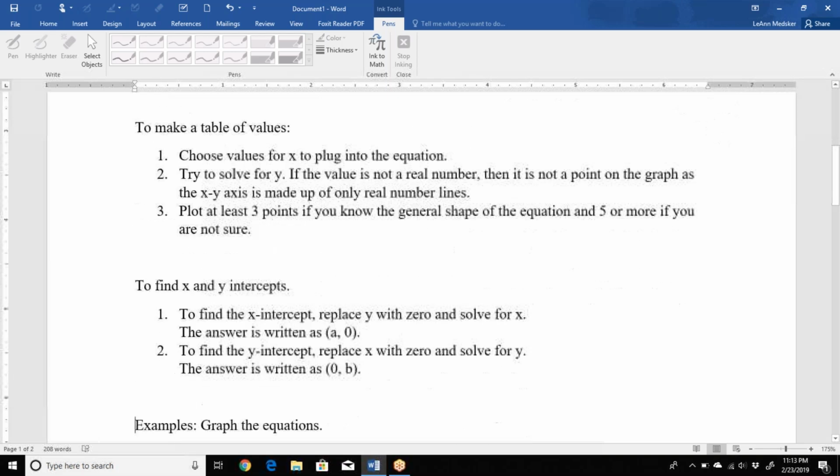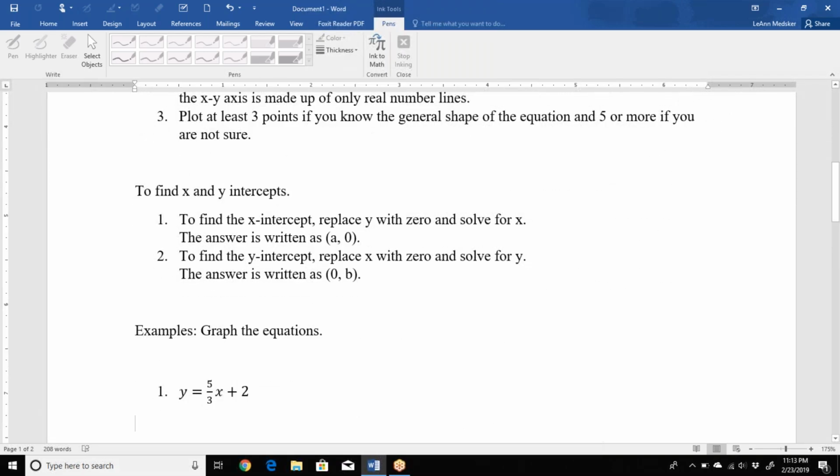So to find x and y intercepts, remember, x and y intercepts are on the x-axis if it's an x-intercept, and on the y-axis if it's a y-intercept. Those are very specific ordered pairs, and if it's an x-intercept, the y counterpart is always 0. So that helps us find them. To find the x-intercept, we replace y with 0 and solve for x. The answer would be written as an ordered pair (a, 0), where a is what we got when we solved.